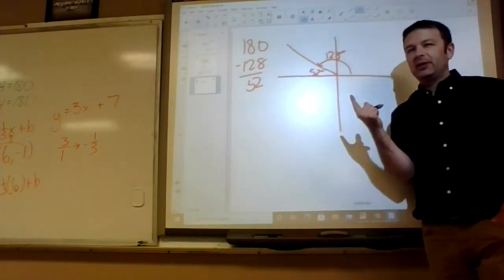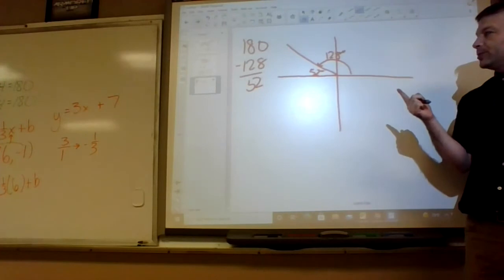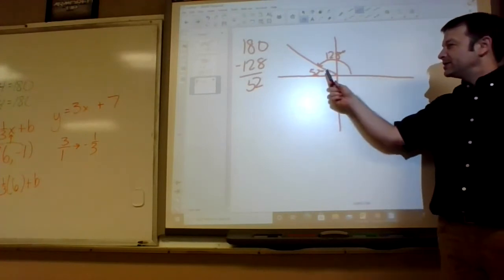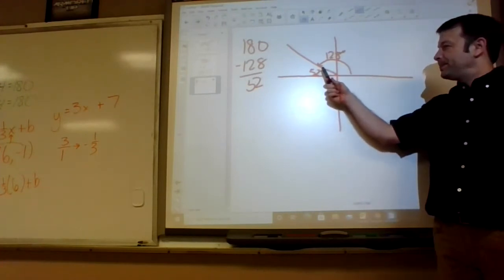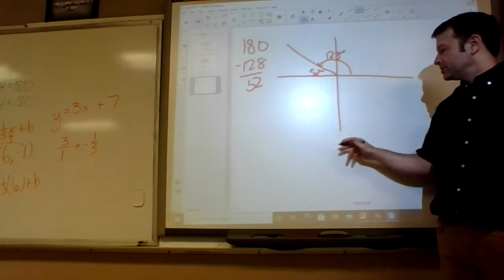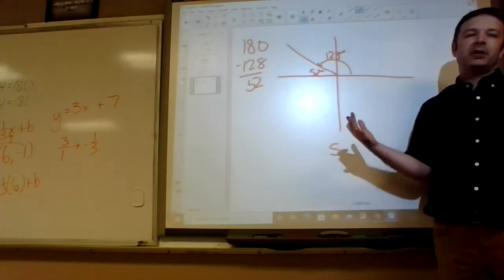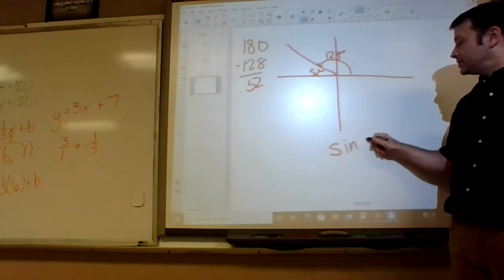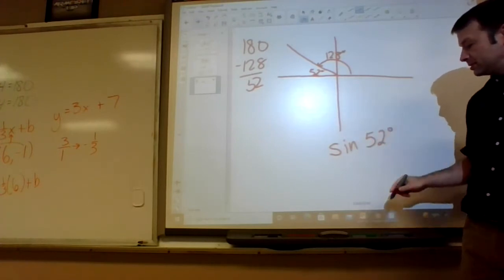Here's the only thing, we're doing sine on number 1A. Is sine positive here? Yes. So I'm not going to put a negative. So it's just sine of 52 degrees is the answer.